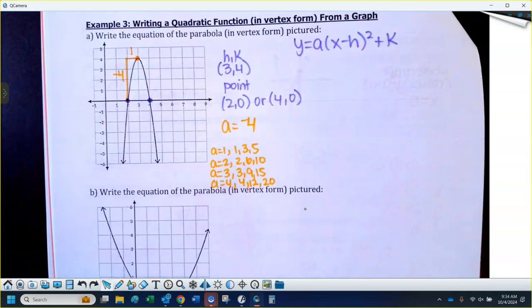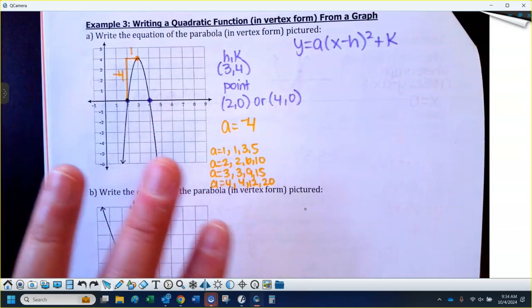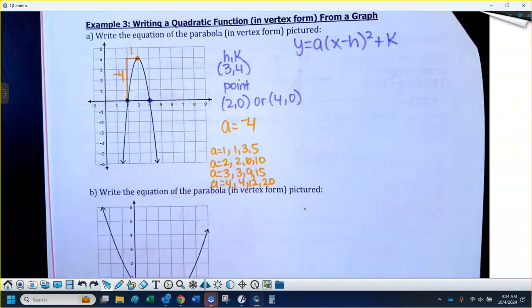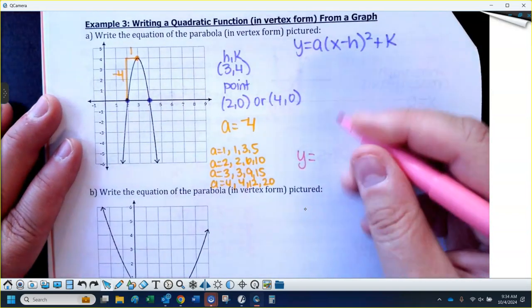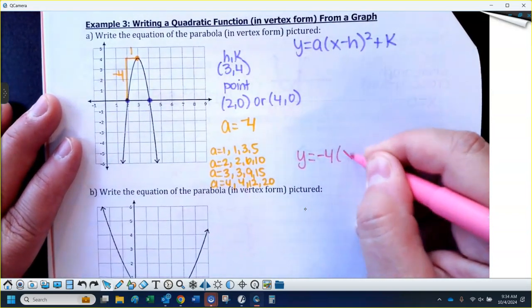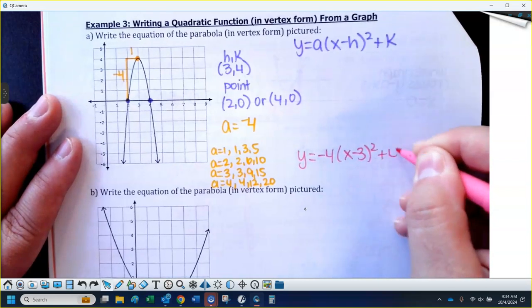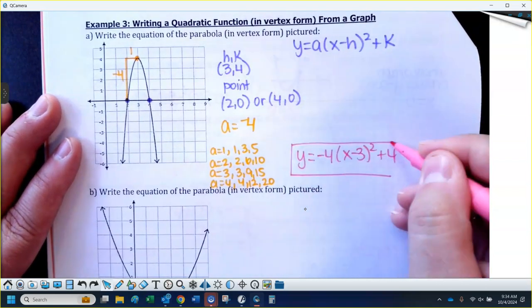But anyway, if you go over 1 and that next value as you go up or down is on a nice point, you might be able to figure out the a value without doing that process that we did on the front. If it's a fraction or something, that can be a little trickier. So I can see the a value and make sure it's negative because it's going down. If you want to stop right there, you got the vertex, you can figure out the a value from the graph, just write your equation. So this would be y = -4(x - 3)^2 + 4 would be our equation.